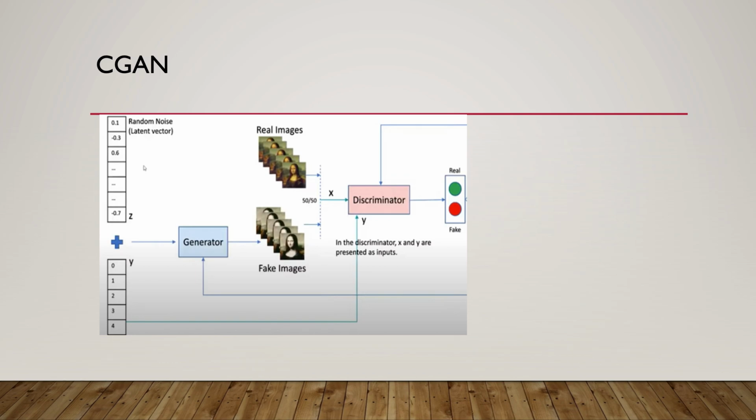As you can see over here, the class label or the conditions, in addition to the random noise, are being fed into the input layer of both the generator and the discriminator. So that's just the difference between the c-GAN and the GAN.